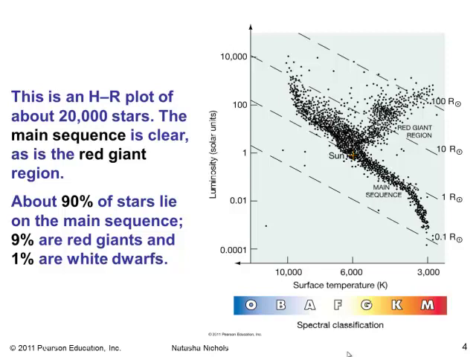This is an HR plot of about 20,000 stars. This data was taken by the European Hipparcos spacecraft, and it represents stars within a few hundred parsecs of the sun. It is one of the most complete HR diagrams ever compiled. And you can see the main sequence and the red giant region. About 90% of stars lie in the main sequence, 9% are red giants, and 1% are white dwarfs.